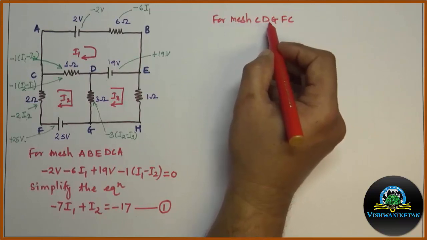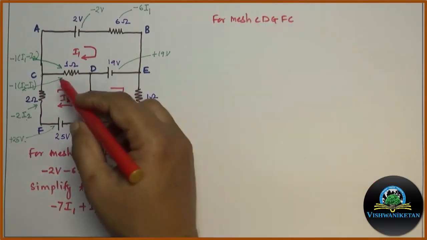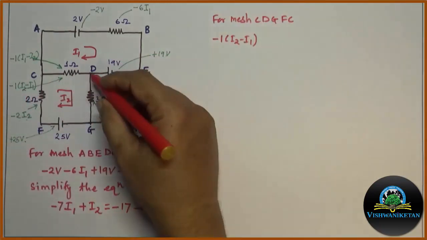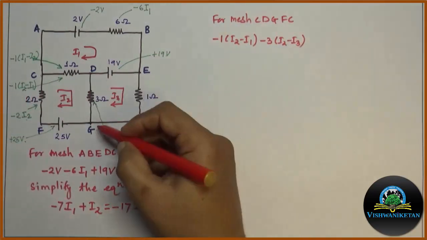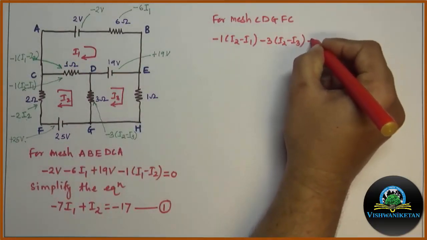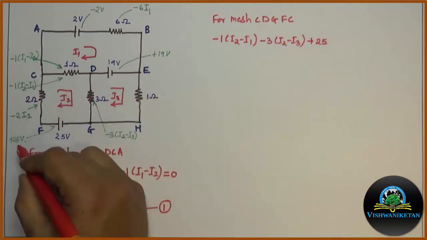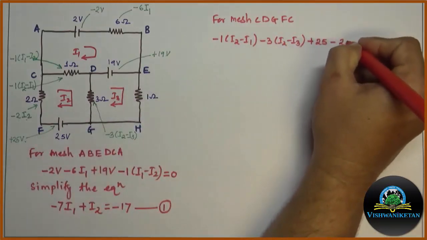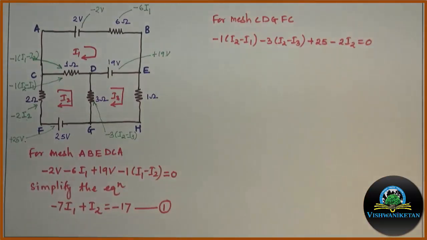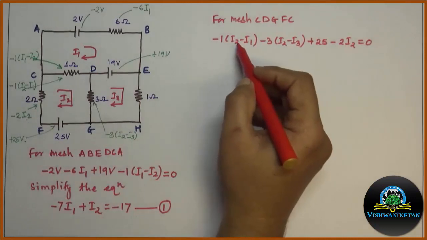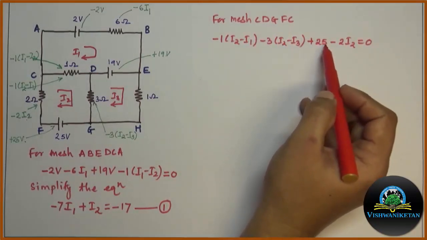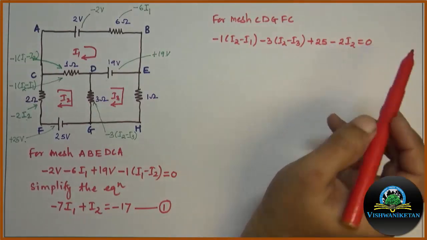For mesh C, D, G, F, C, the first element is minus 1 into I2 minus I1. Then minus 3 into I2 minus I3. Then plus 25, and last one is minus 2 I2 is equal to 0. So we have the equation minus 1 I2 minus I1, minus 3 I2 minus I3, plus 25, minus 2 I2 is equal to 0.